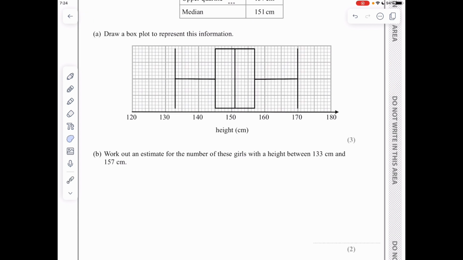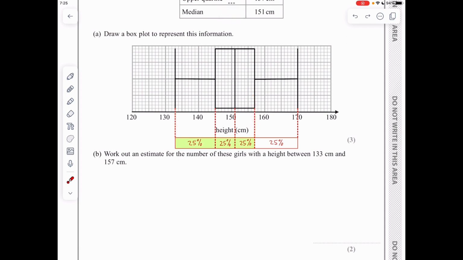In part B, we need to work out an estimate for the number of these girls with a height between 133 and 157. So 133 was the least height and 157 was the upper quartile. If we look at the box plot, we can see the least height here, and then it's Q1, Q2, Q3, and then the maximum over here. This means we are splitting the data into parts of 25%, and we would like to be between 133, which is over here, and 157, which is over here. So we need to take this part here.